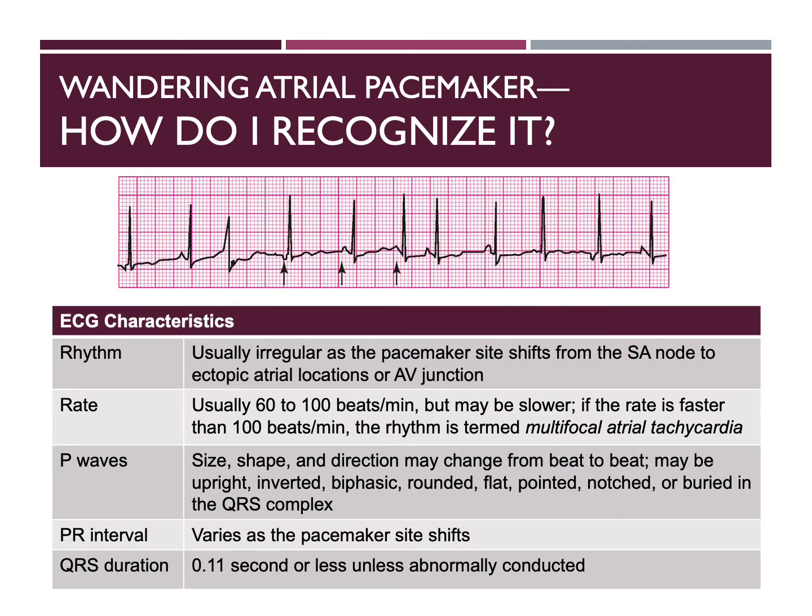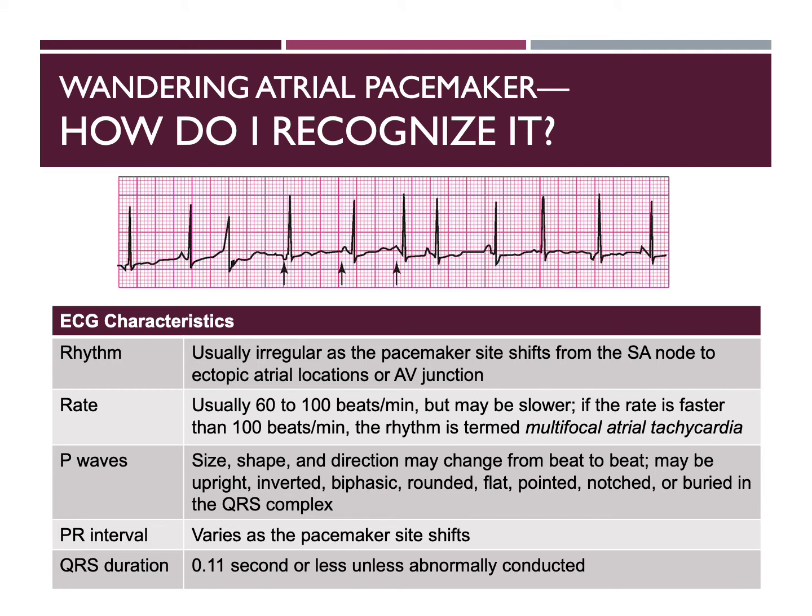So how do we recognize this? The biggest thing is we're looking at the different shapes of the P waves. As you can see here in our ECG, there are arrows pointing to the different P waves. If you look at beats 4, 5, and 6, we have different shapes of the P waves compared to our other P waves within this ECG strip.